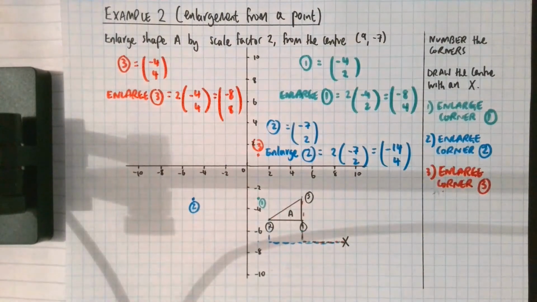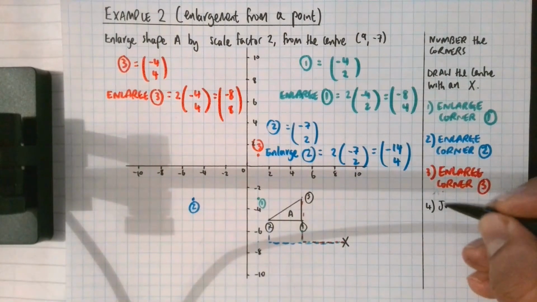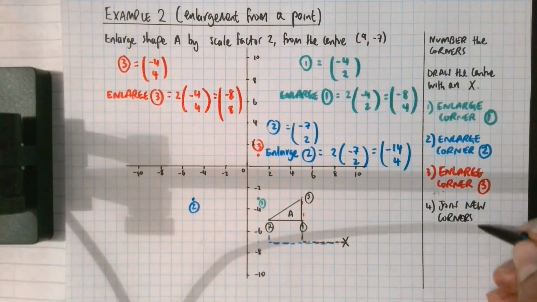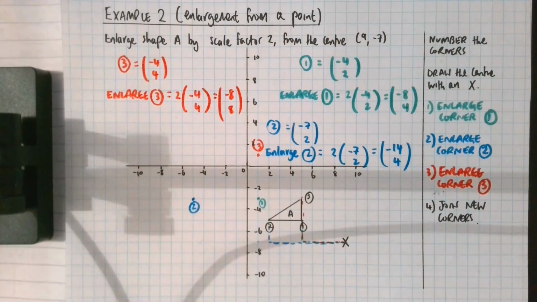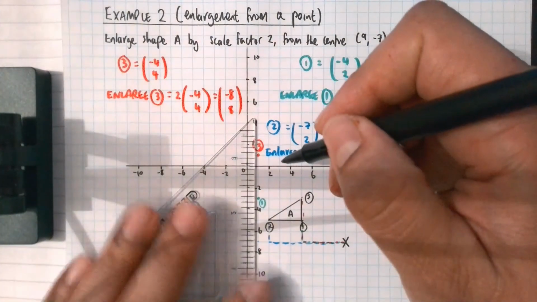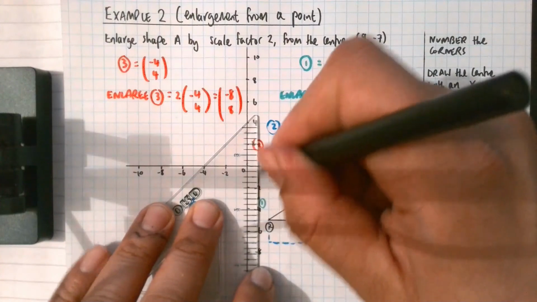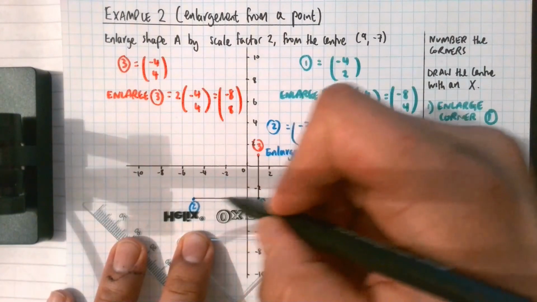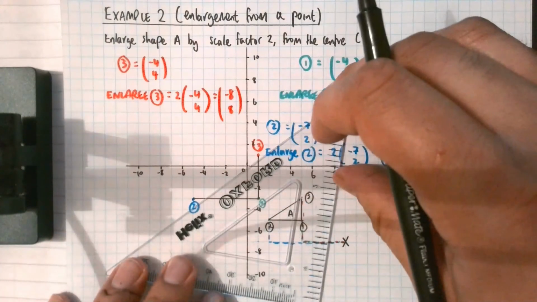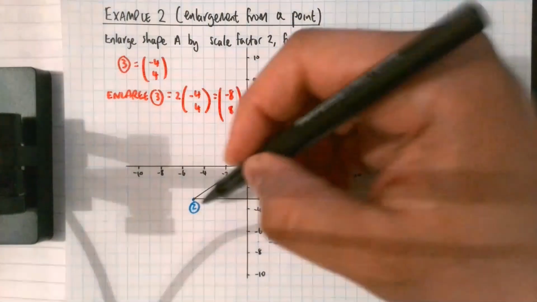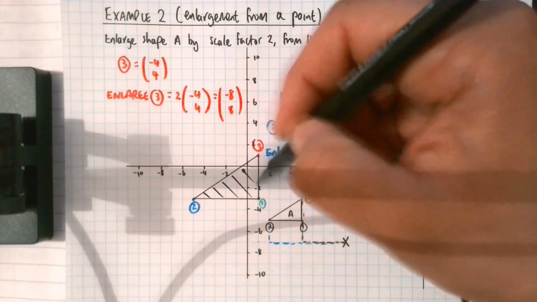And the last part is just to join these all together using a ruler, nice and neat. Step number 4, join new corners together. Those are the new corners, the enlarged corners, whatever you like to call them. So join the new corners together. Use a ruler. There you go. Join them together. Try writing on the paper, not on your hands like I have. And give it a little shade to make it clear that that's the new enlarged shape.